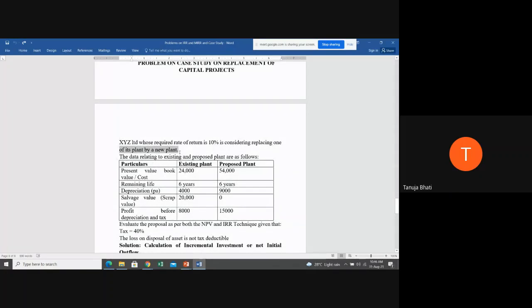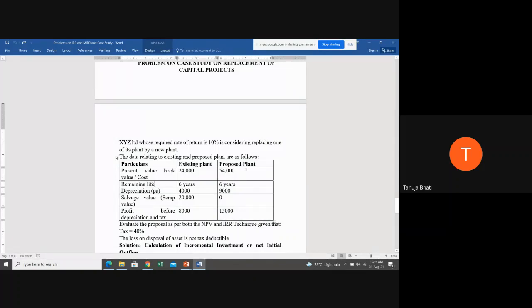XYZ Limited, whose required rate of return is 10%, is considering replacing one of its plants with a new plant. The data of both the plants are given. That is, what is the cost of the existing plant? 24,000. For the proposed plant, if you are going to purchase, the cost is going to be 54,000.